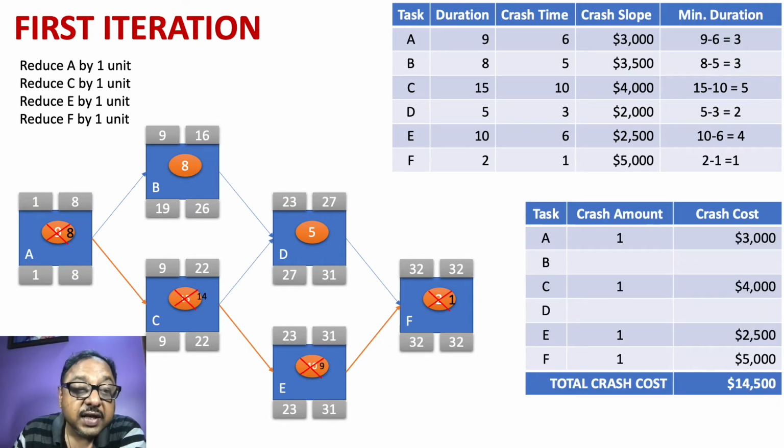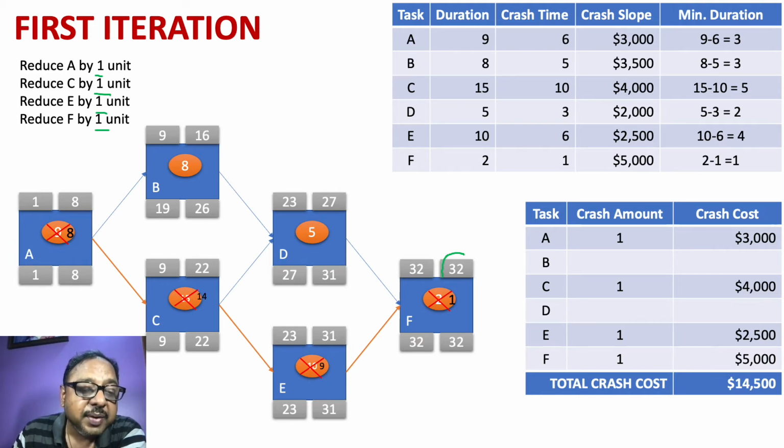Now we start the exercise where we will try to reduce the amount of time this project will take. We see that normally this project would have taken 36 weeks, and we want to reduce that. My initial strategy is that I will reduce the time required by activity A by 1 unit, activity C by 1 unit, activity E by 1 unit, and activity F by 1 unit. So I will reduce these 4 tasks' time by 1 unit. In our case, we are talking about weeks, so we are reducing the time by 1 week.